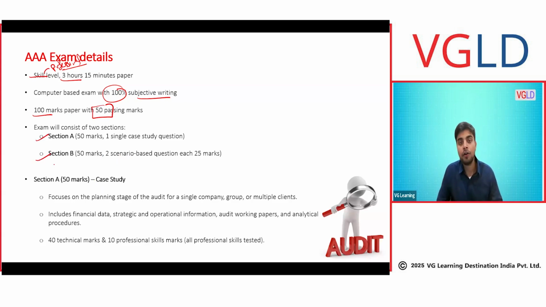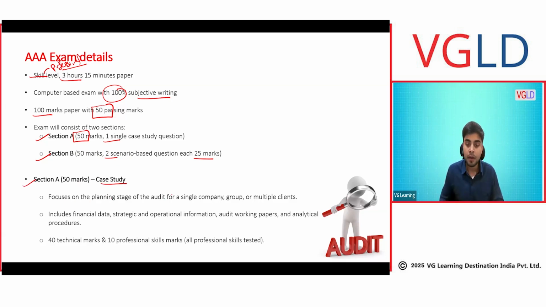If you have already appeared for SBR, SBL, you already know this is the pattern that we follow in the professional examination. In section A, the first question will be of 50 marks. And there will be two scenario-based questions, consisting of 25 marks each. In 50 marks, when we talk about section A, this will be a complete case study.